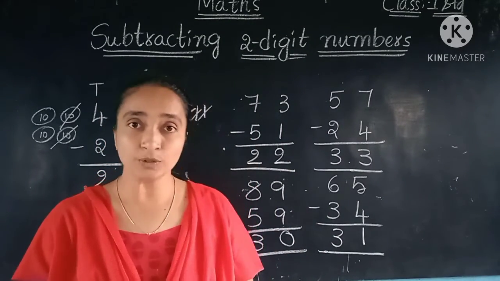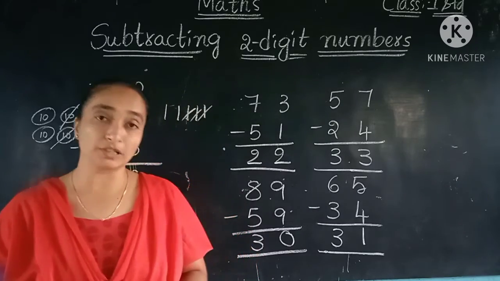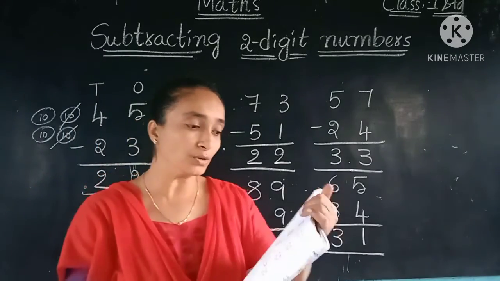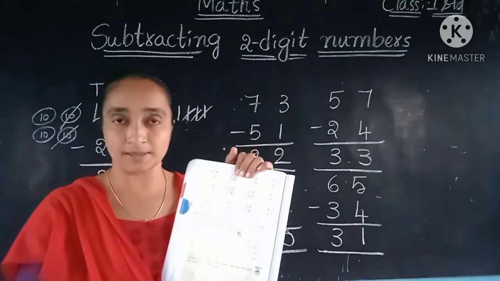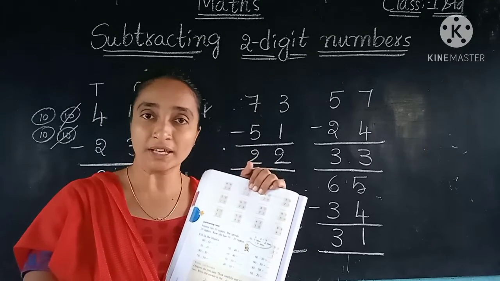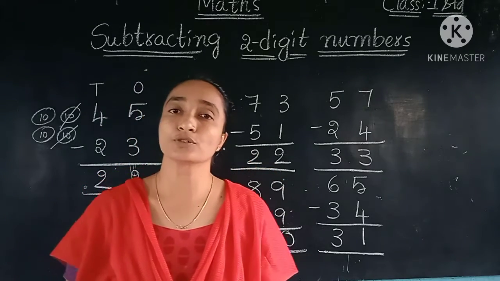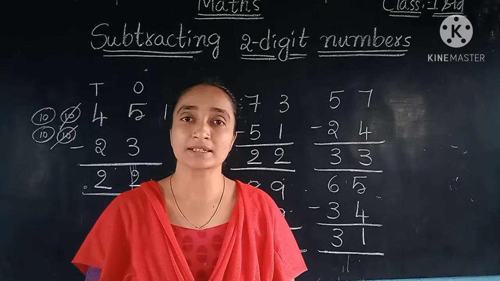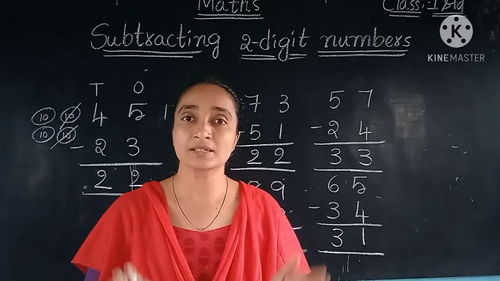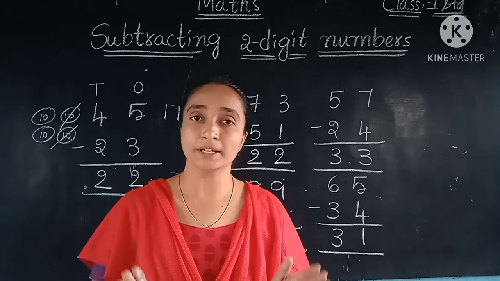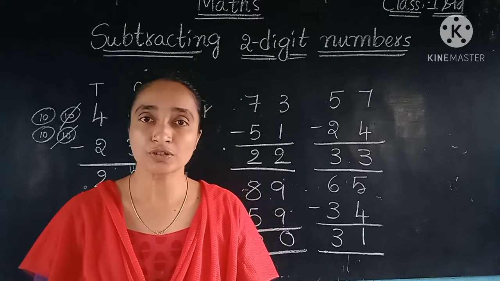So children, the textbook, the next page also, page number 152 also. Here we have so many sums. You can do all these very easily, but you have to do them slowly, children. These are the subtractions. So do the sums slowly and neatly and complete them in your textbooks. Hope you understood, children, all of you.